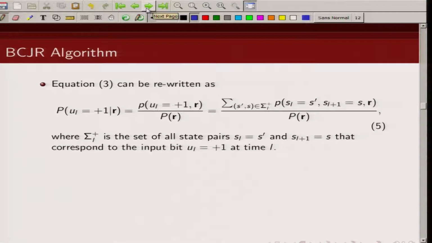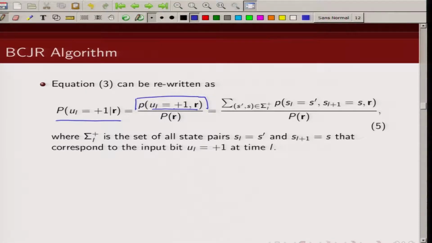So, let us see how do we do it. Again we go back and look at this probability of UL being +1 given our receive sequence R. As we have written, this can be written as the joint probability of UL being +1 and receiving R, divided by the probability of R. Now, we are going to look at this expression. This is the joint probability of UL being +1 and the receive sequence R having been received.